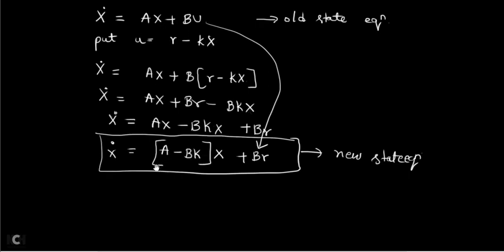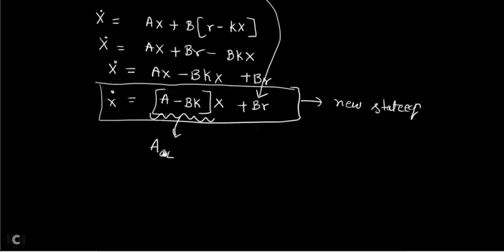Here the stability depends on which variable? Stability of the control system depends on this variable, which I will call ACL. This ACL stands for A for closed loop. CL means closed loop, because you got this equation only after taking the state feedback. That is why it is called ACL. ACL stands for the closed loop state matrix A. So this closed loop state matrix is equal to A minus BK.